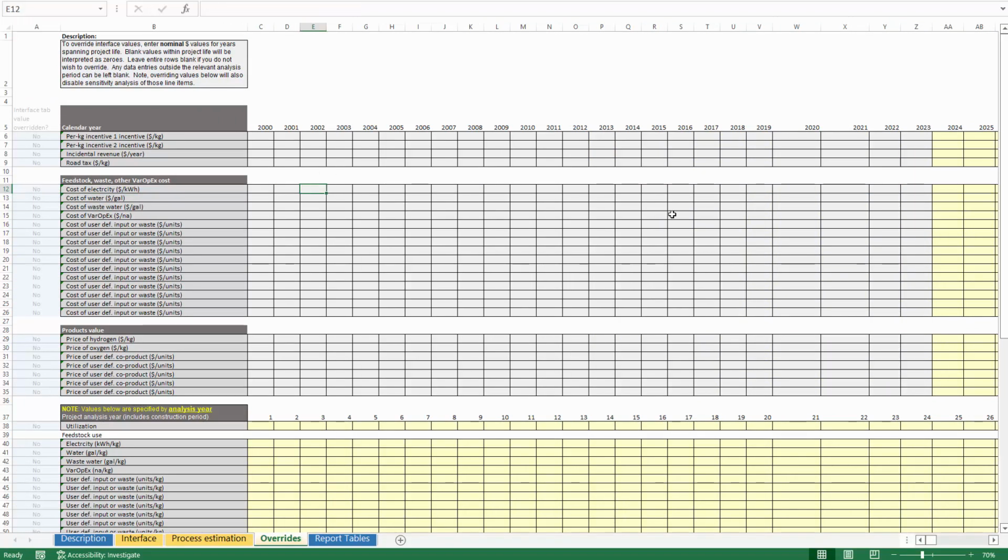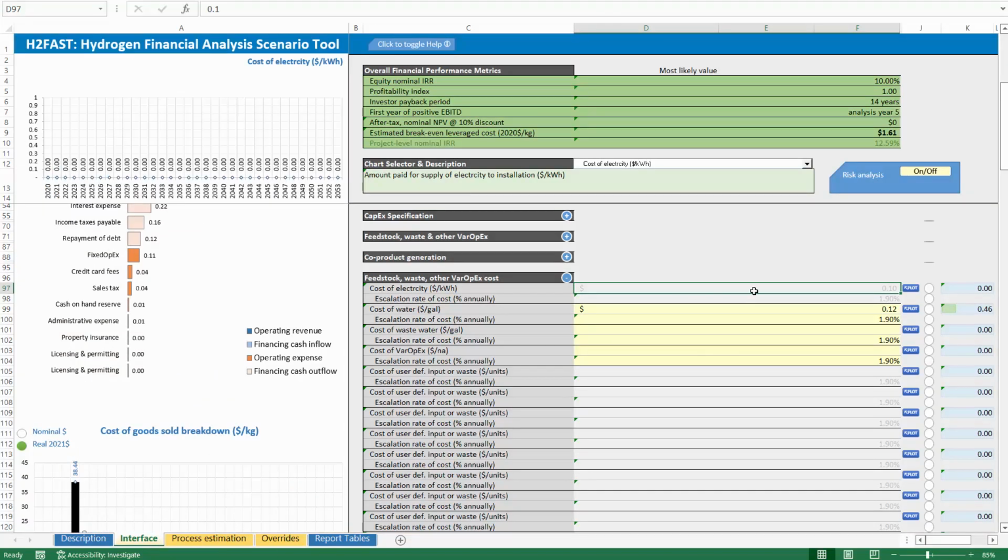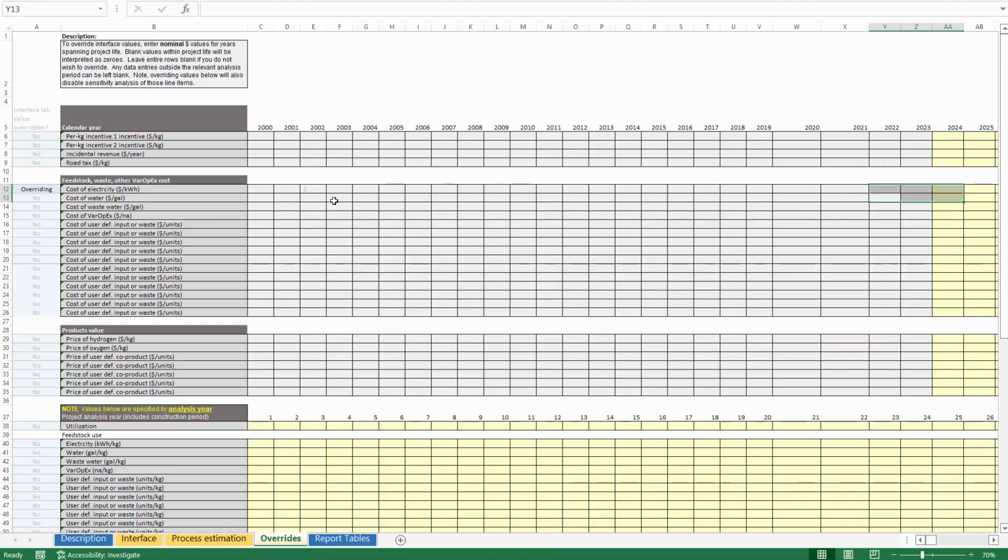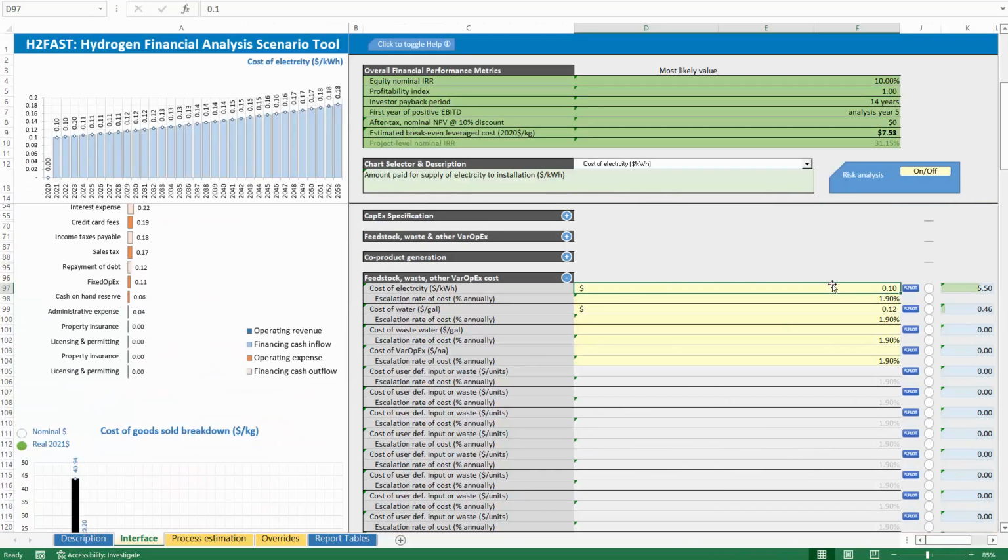If you forgot any value in here, let's say there is a 0, it will still override it. It will assume that you have 0 for prices. So make sure that you don't have any remaining value in the overrides tab. So let's go back to our 3 cents per kilowatt hour electricity.